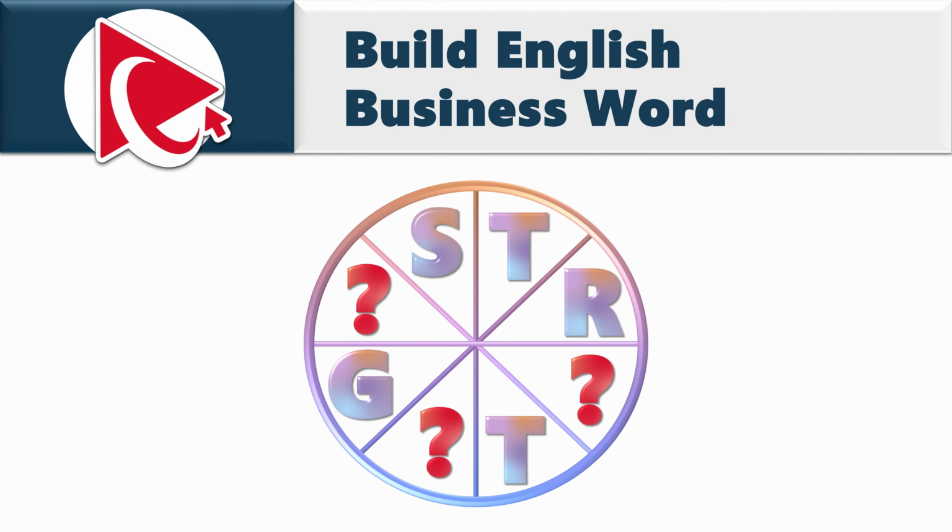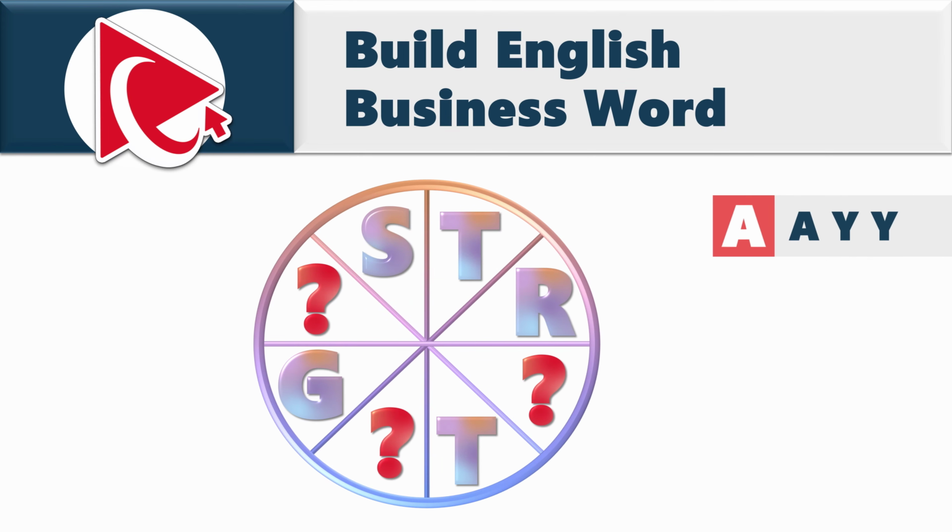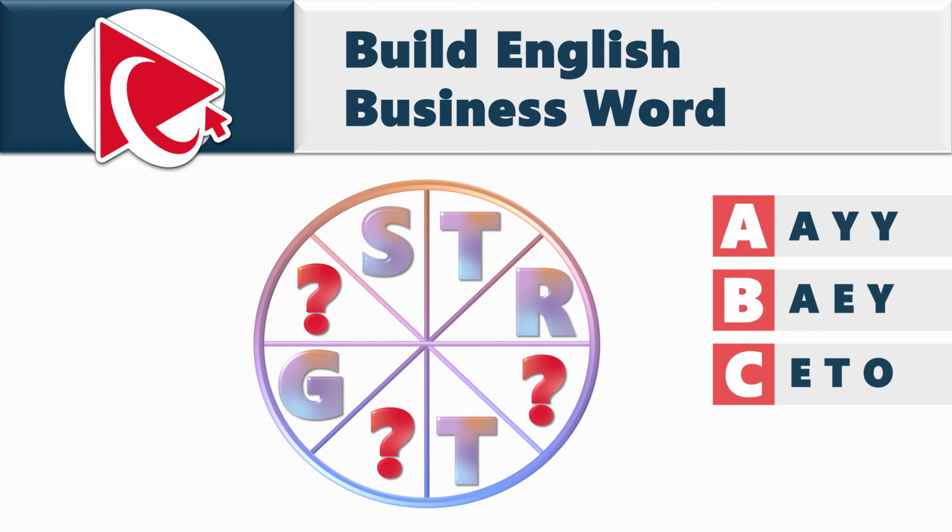You're presented with a circle, which contains letters inside. 3 letters are missing. You need to build an English business word by selecting 3 possible letters. For choice A, the letters are A, Y, and Y. For choice B, the letters are A, E, Y. For choice C, the letters are E, T, O. And for choice D, the letters are A and Y.